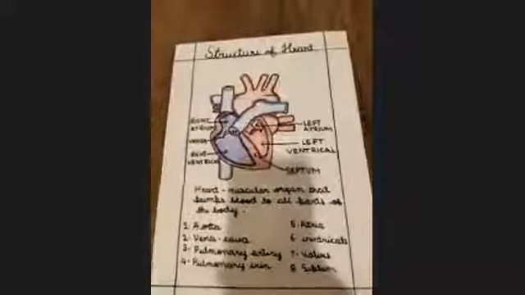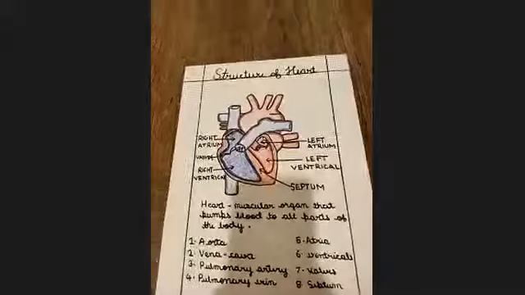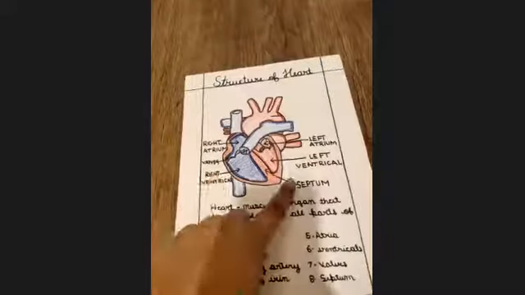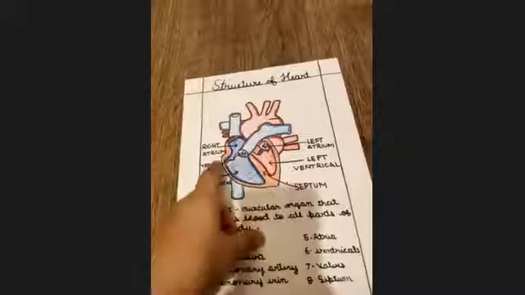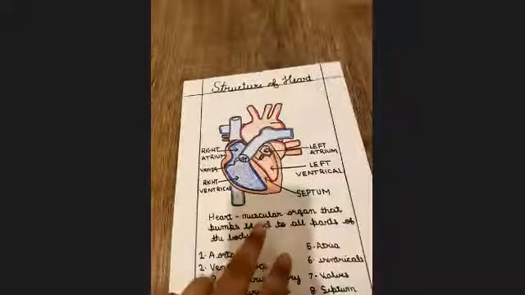First, the organ that pumps blood. The heart is a muscular organ that pumps blood to all parts of our body, and the heart is located at the center of our chest cavity, but it is slightly tilted to the left side. And now we will study the parts of the heart. The parts are right atrium, right ventricle, septum, and valves. So we will discuss the right and left side of the heart.